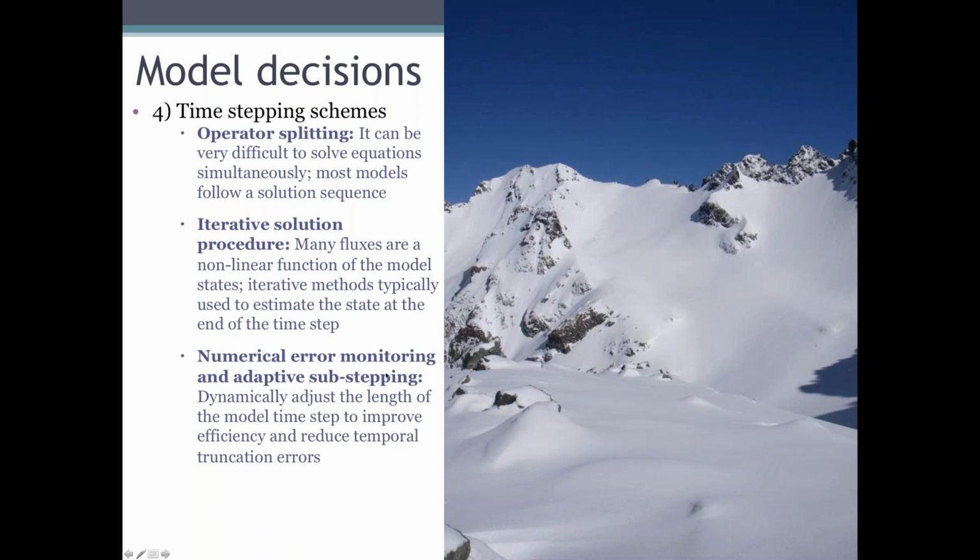And then how do you check for numerical errors? Do you monitor errors in your iterative procedure and do adaptive substepping? For example, you might need to advance forward in smaller time steps to improve accuracy. If things are changing very, very rapidly, you want to take smaller time steps in your model, but you might not want your model to run at a very small time step all of the time because your computer will get tired. You may also want to reduce temporal truncation errors.